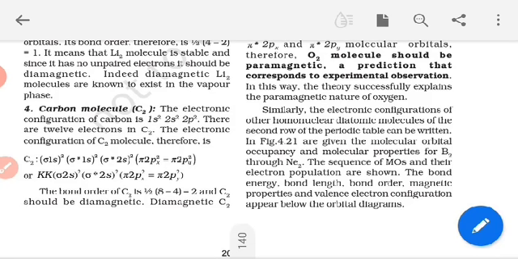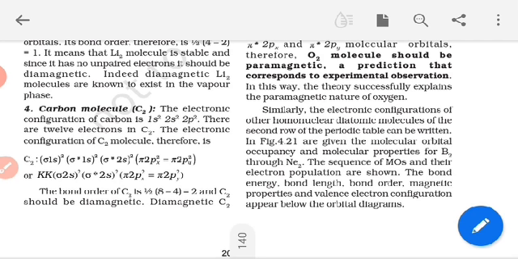Valence bond theory suggested that the oxygen molecule is diamagnetic, as according to that configuration it contains all electrons paired up. So this is the advantage of molecular orbital theory. With the help of this we can explain the paramagnetic nature of the oxygen molecule.